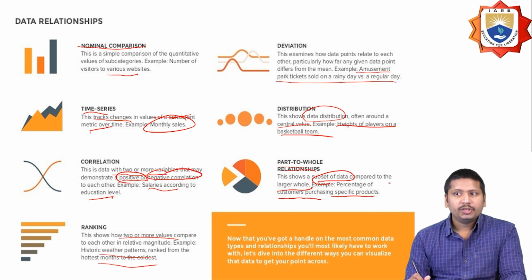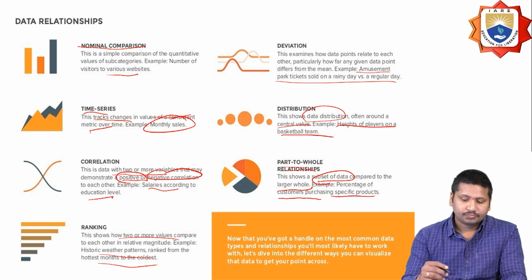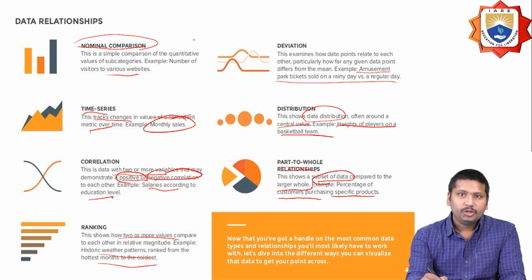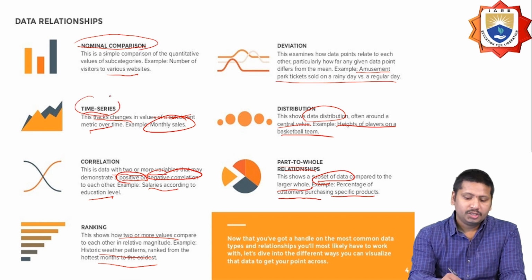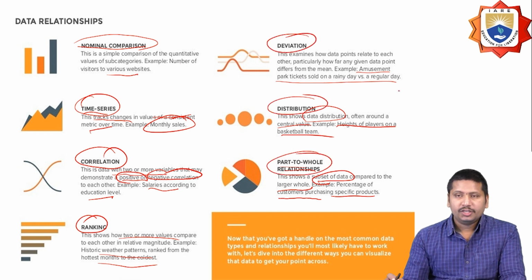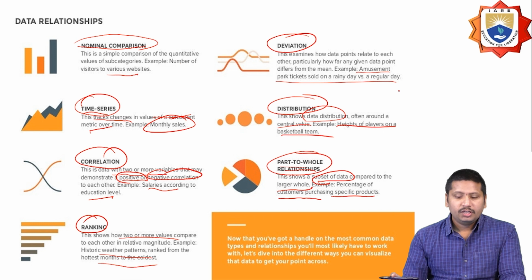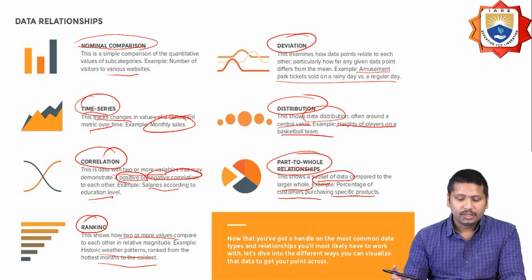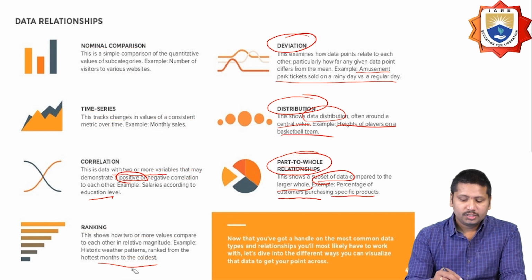So here this should be the data relationship, which may be in the nominal comparison, time series comparison, correlation, ranking, part to whole relationship, distribution, and deviation. So these are the different types of data relationships we have to maintain here. So just now what I said.